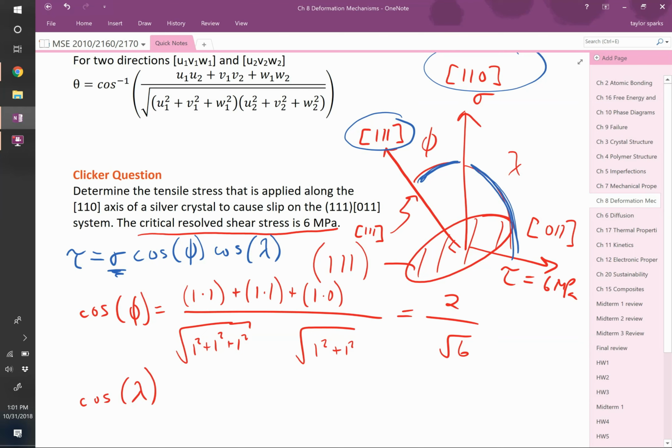Okay, maybe two more minutes. Let's wrap this one up. It's a pretty straightforward calculation.